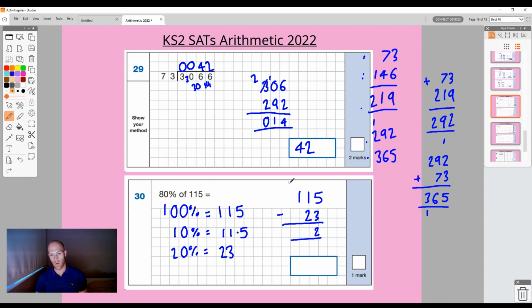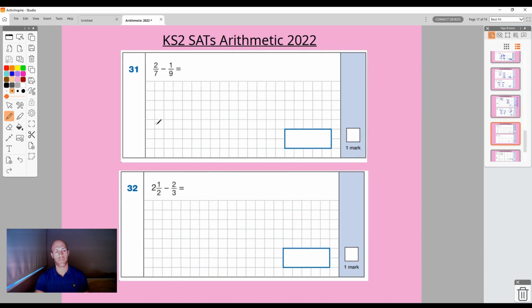5 take away 3 is 2. Exchange to get 11 there because I can't do 1 take away 2. 9. We go 92. Does that sound about right? 80% is most of a number. 92 is most of 115. Sits right with me. Almost there now.